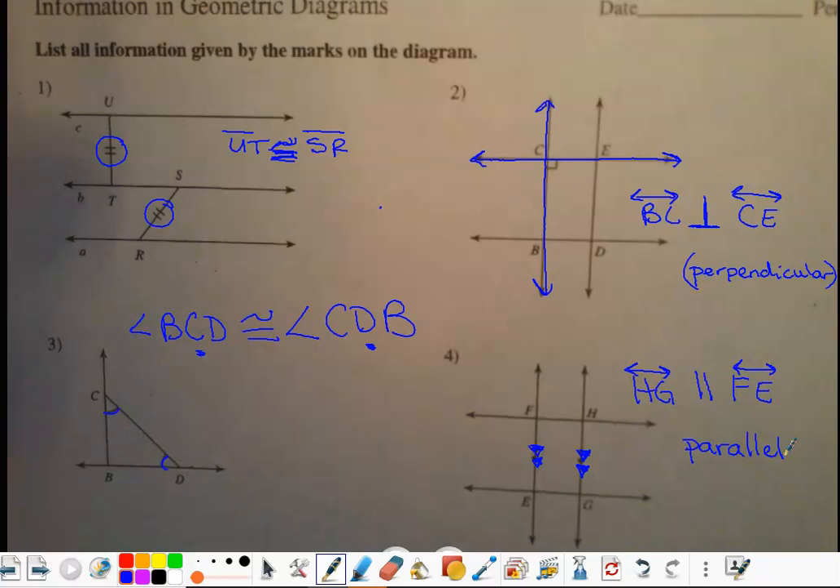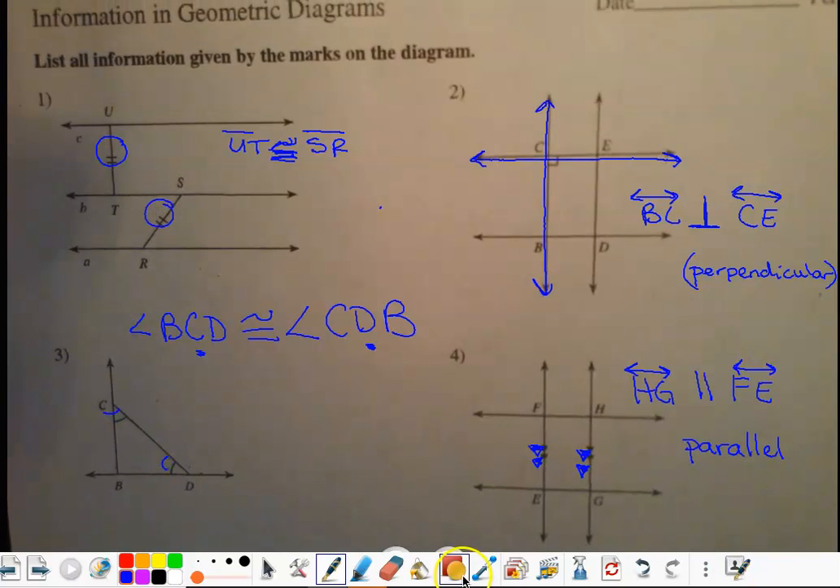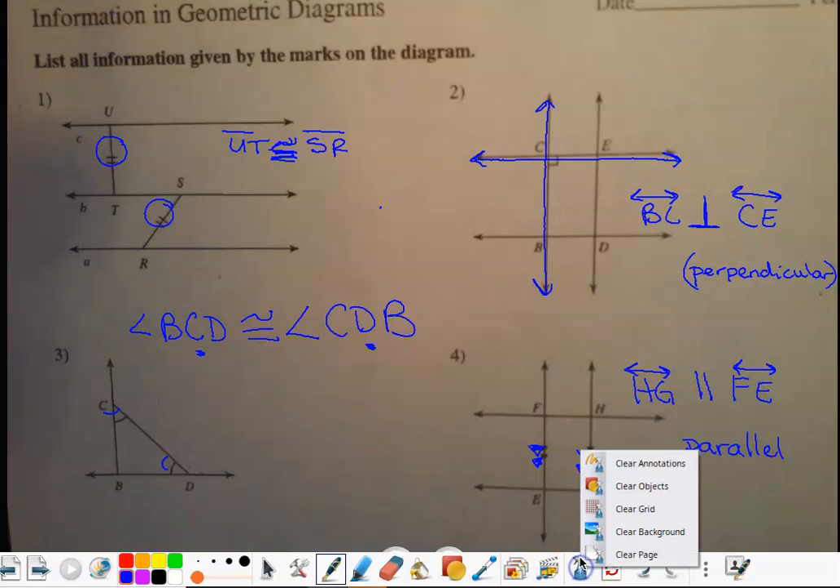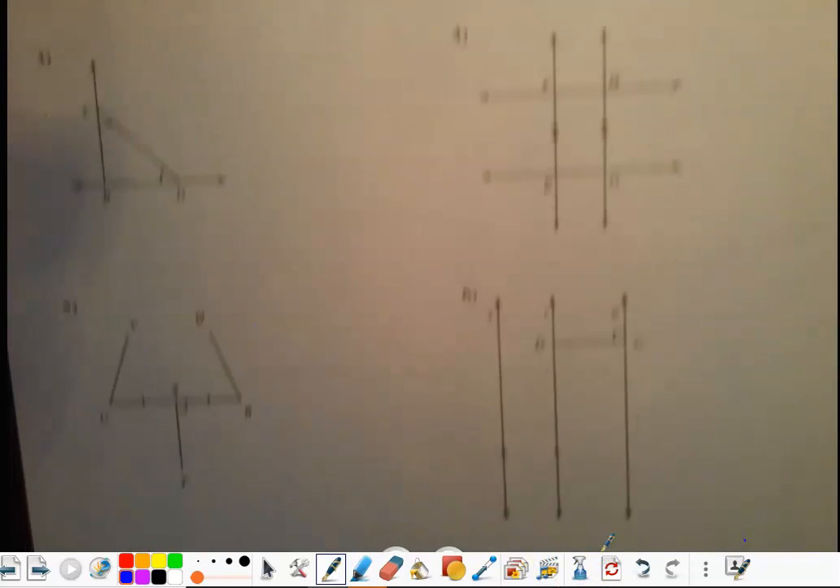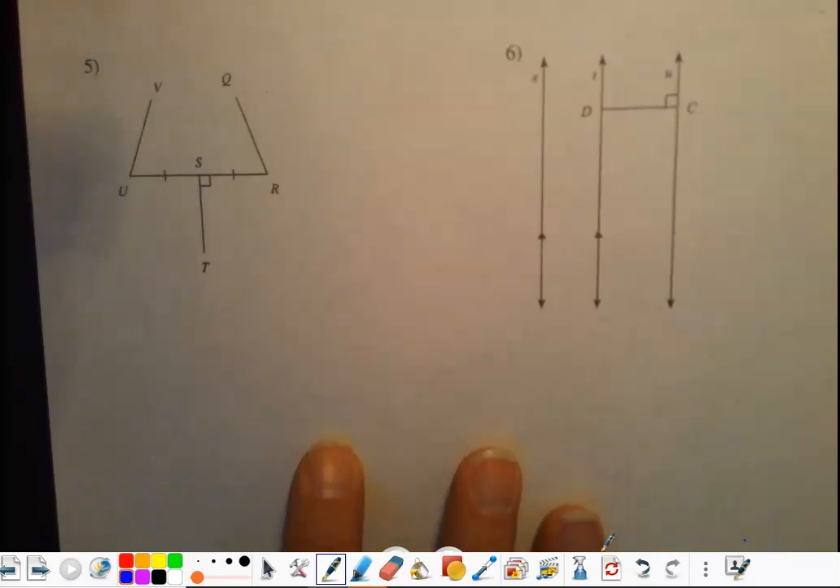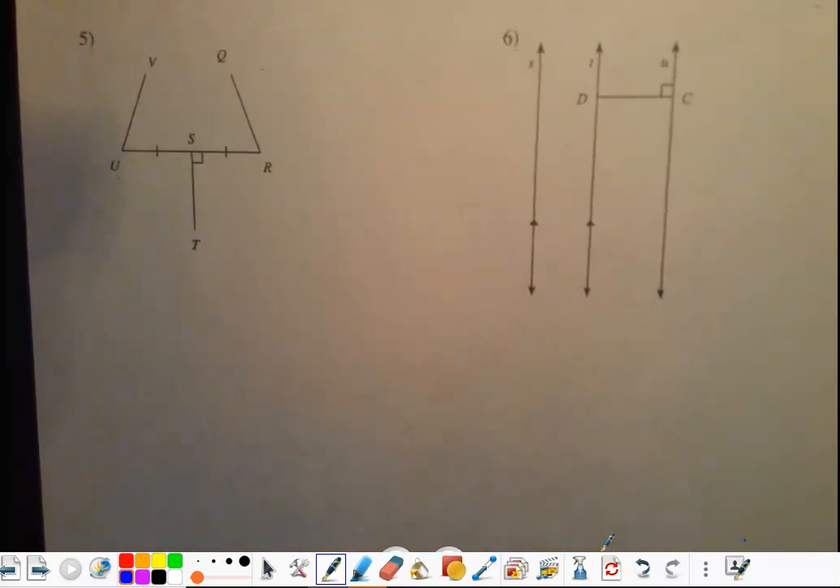I like it. Okay. Let's go on down. Let's look at 5 and 6. All right, so how about 5?